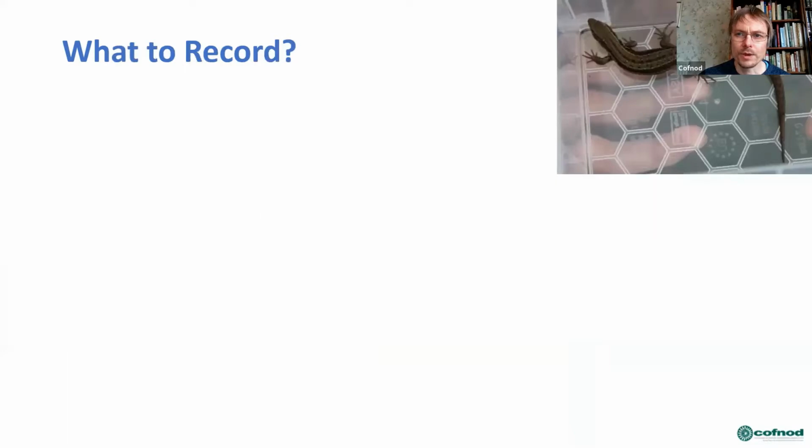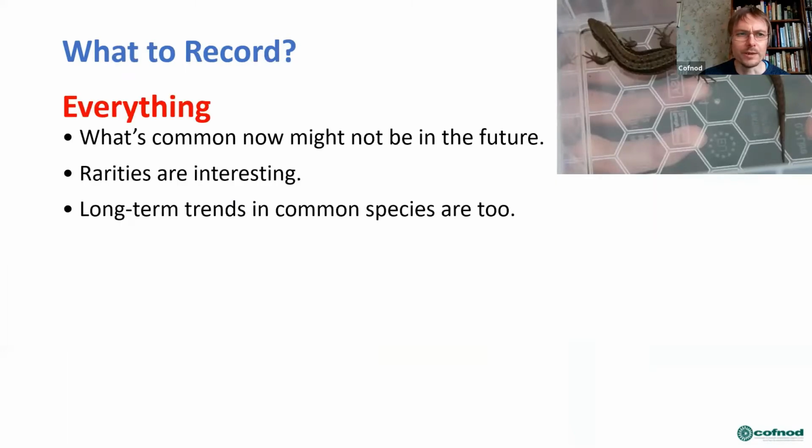Right, so what do you actually want to record? Well, essentially everything. Every biological species is worthy of a record, but things that are common now may not be in the future. So if you were to ask a Victorian to record red squirrels, they'd think, well, why bother? They're everywhere. Well, not anymore, they're not. So think to the future. Record common stuff now because things could change.